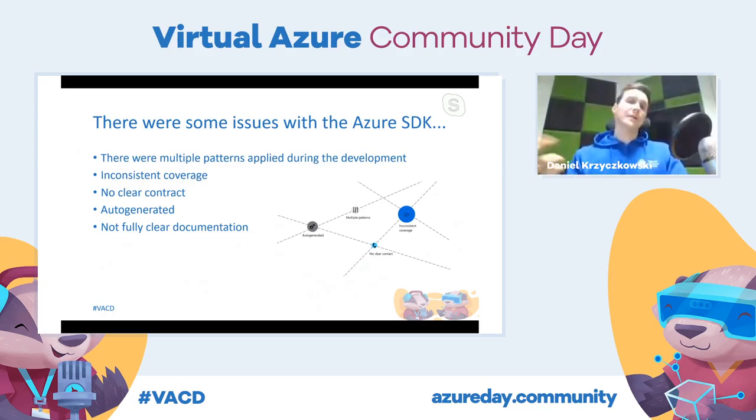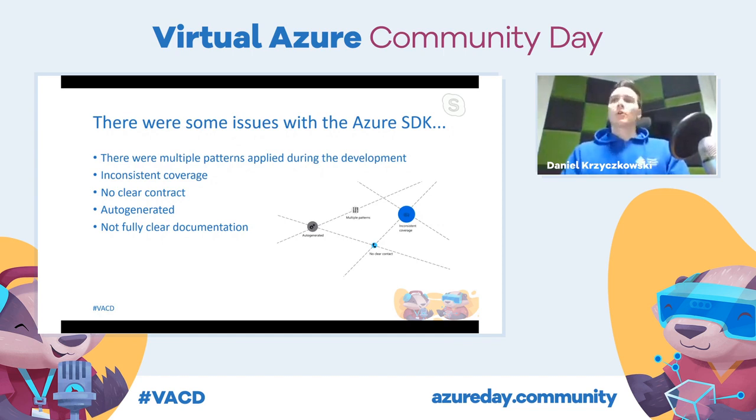So the first issue was related with patterns applied during the development, and inconsistent coverage. When we look at the old Azure SDK, we will see some inconsistency. If I look at the Java version and the .NET version, there are some differences, and the idea is that, okay, that's fine, but we should somehow align those versions for different languages to make sure that every developer that starts the journey with Azure SDK will be familiar with the same concepts. So right now there was this inconsistency, and that was quite an issue.